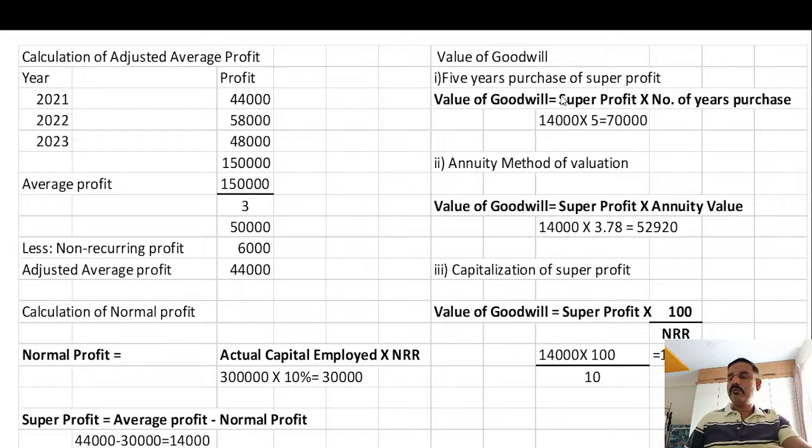14,000 into 5, that is 70,000. Then the annuity method of valuation. Valuation of goodwill equals super profit into annuity value, that is 3.78, which is given. 14,000 into 3.78, that is 52,920.